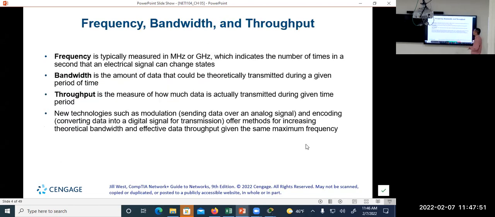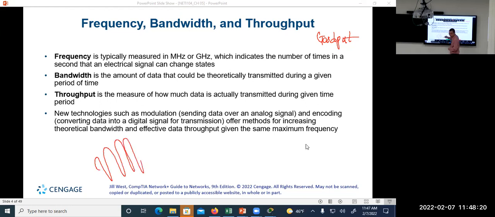Okay, now the first thing is the definition of frequency, bandwidth, and throughput. I also mentioned a little bit about output. Frequency is measured in megahertz or gigahertz, which indicates the number of times in a second that an electrical signal can oscillate. You can think of frequency as everything about fluctuation. Now we move to bandwidth. Bandwidth is the amount of data it can carry. That is very important here.